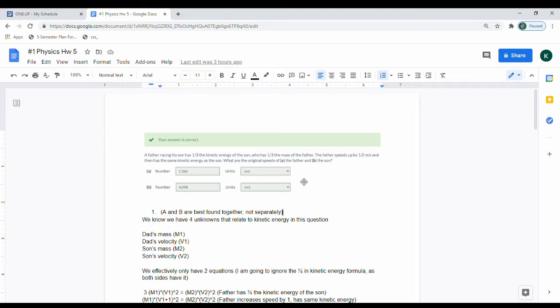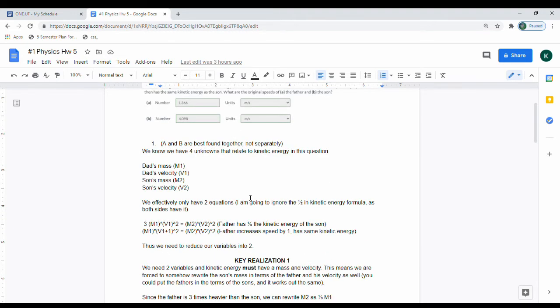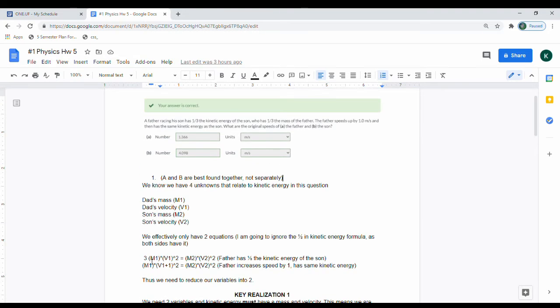So, we have 4 unknowns that relate to kinetic energy: the dad's mass and speed, and the son's mass and speed. But we only have 2 equations, so we need to somehow reduce them into 2 different variables. So first, we just write down the 2 equations we have, which is the father's kinetic energy times 3, because the father is 1/3 of the son's kinetic energy, equals the son's kinetic energy, mass times velocity squared. I'm ignoring the 1/2 because there's a 1/2 on both sides, so it doesn't really matter.